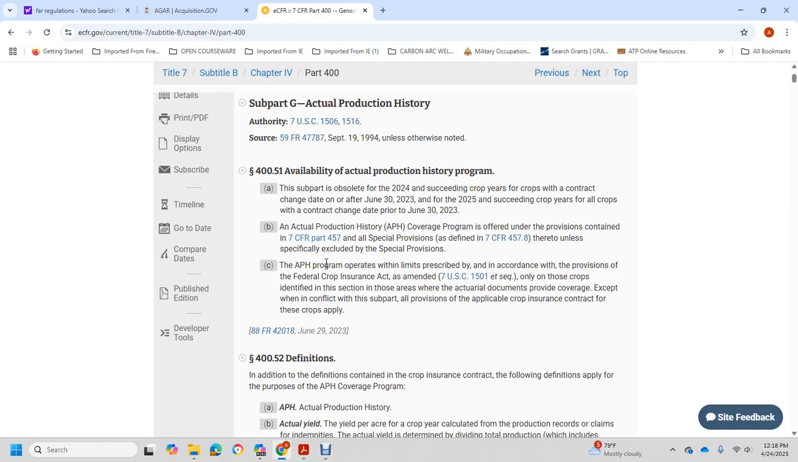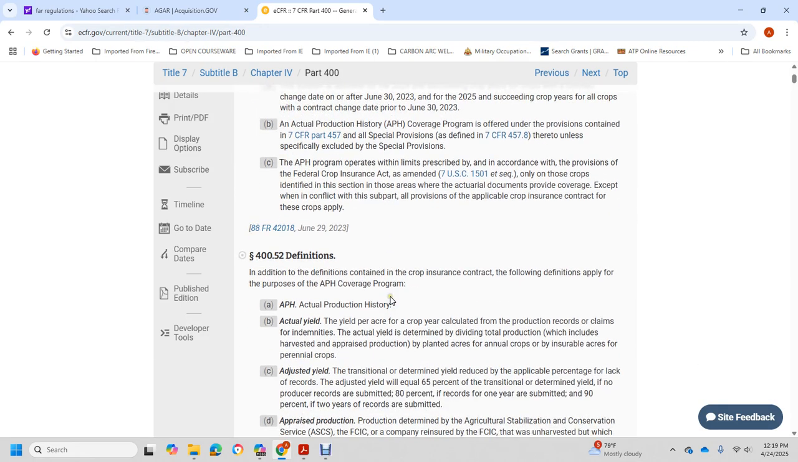The APH, Actual Production History Program, operates as prescribed according to the provisions of the Federal Crop Insurance Act as amended in Title 7 USC 1501, and applies only to the crops identified in this section, with the actual production history documents providing coverage except when there is a conflict with this subpart. All provisions applicable to the crop insurance contract for these crops apply.